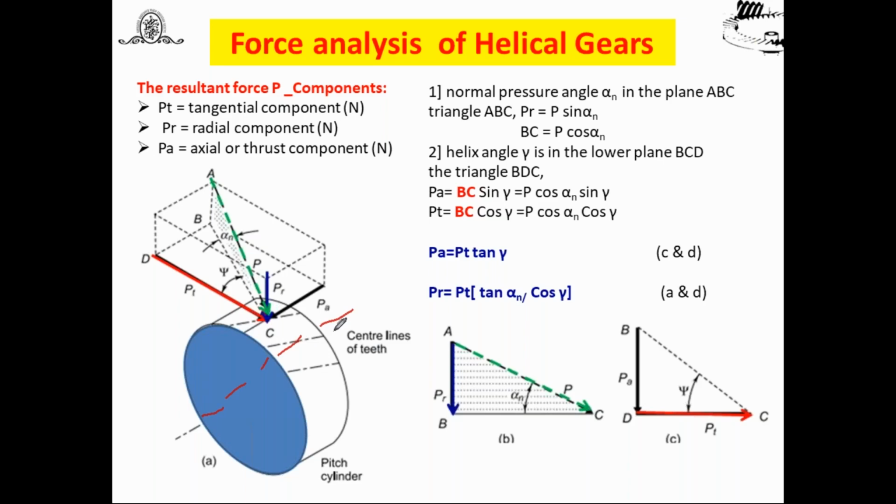In helical gear, teeth are cut with some inclination. It makes an angle, and generally this angle is known as psi. Psi is the helix angle. Now here in this figure, you will find this.